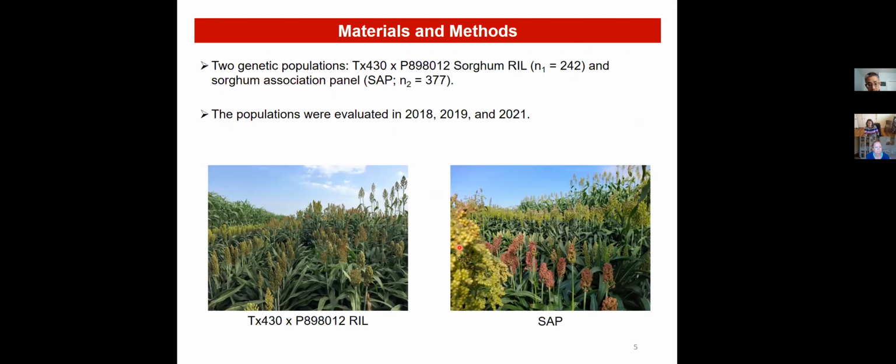And to do that, we use 2 genetic populations. The first one is the recombinant inbred line population, TX430 by P898012. This population has actually been used by our lab, and you can see on the lower bottom picture here, it has been previously used in our lab to dissect 2 plant height QTLs, namely DW3 and QC7.1 on chromosome 7. And the second population, which is on the picture on the right, is the sorghum association panel, which compared to the RILs has a broader genetic base.